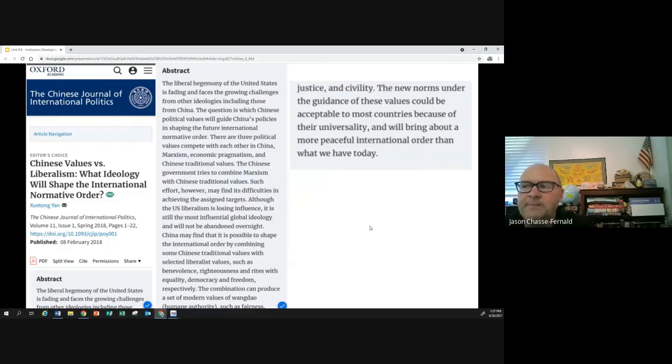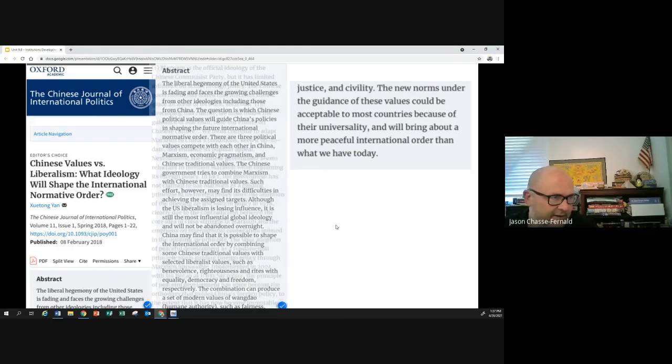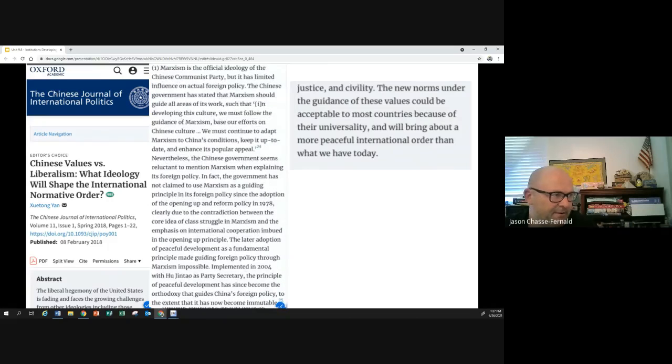They are now pretty open about what they are offering as far as an alternative to values, right? An alternative to what the United States has to offer. It's kind of an interesting article I pulled off from the Chinese Journal of International Politics.